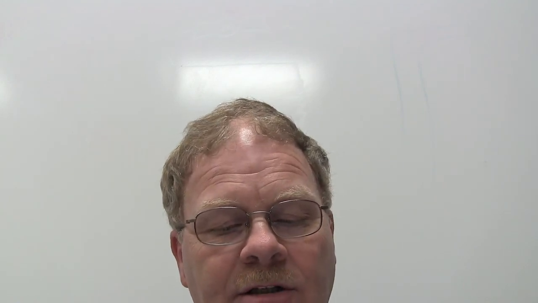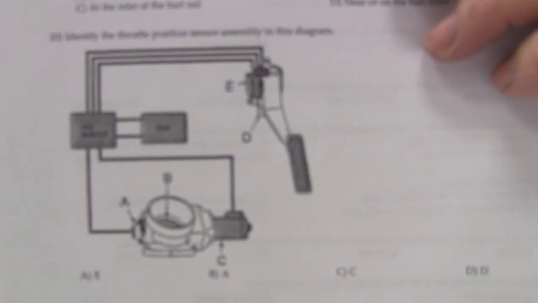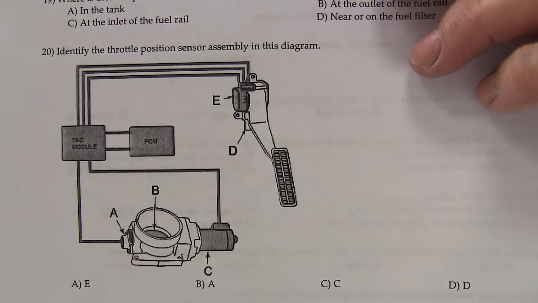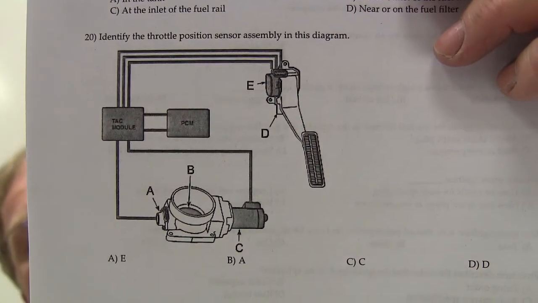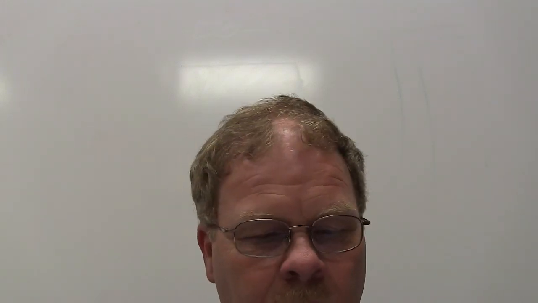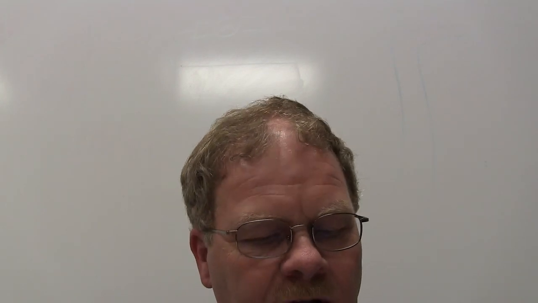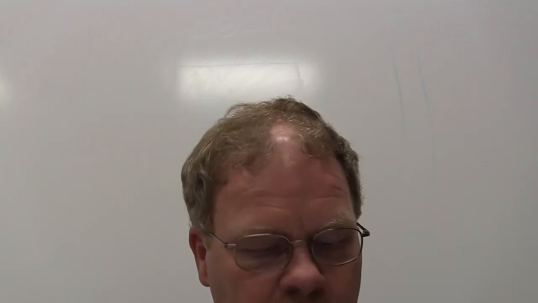Identify the throttle position sensor assembly in this diagram. C. Well, that didn't take you that long, did it? Are you sure? Yes. You're absolutely sure. Yes. All right. Is that all my questions? I got one more, don't I? No, that's all of them. Okay, that's cool.